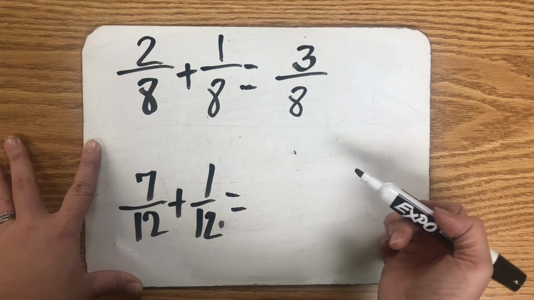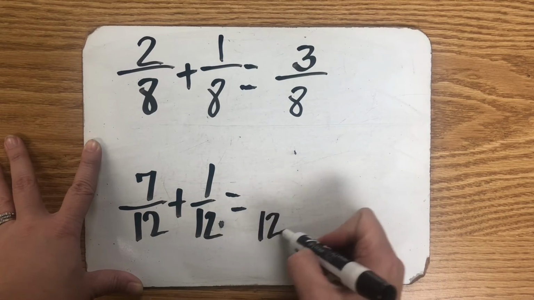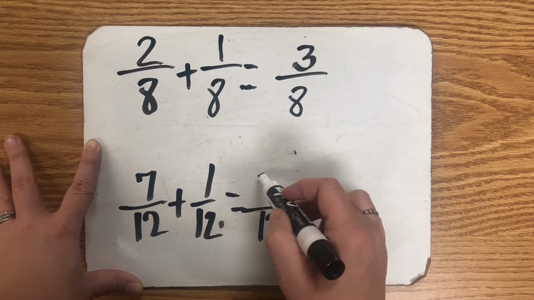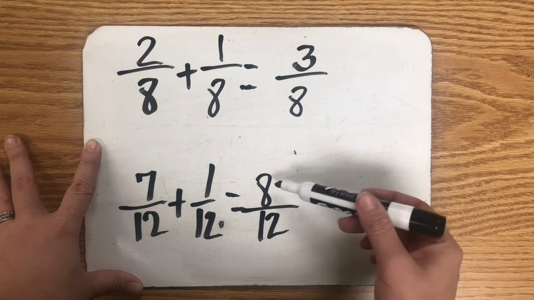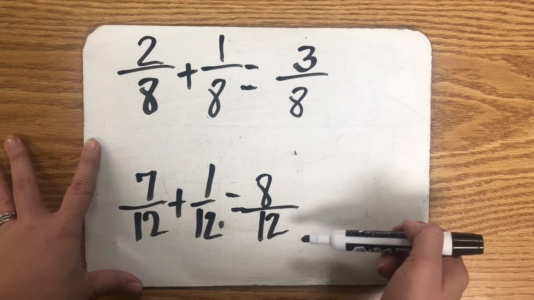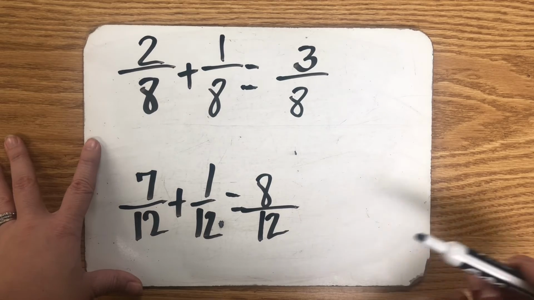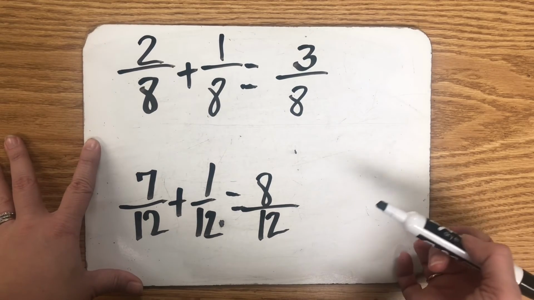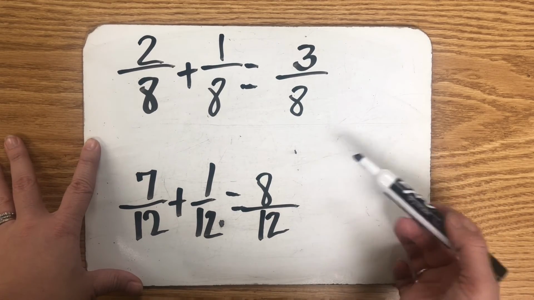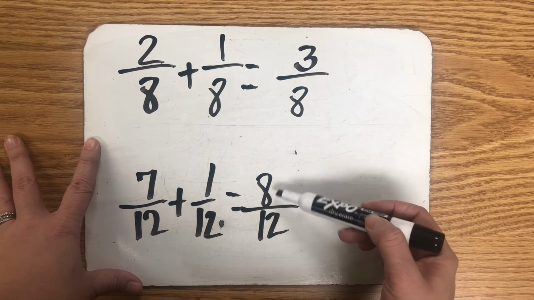Seven twelfths plus 1/12. Denominator stays the same. Add the numerator. 7 plus 1 is 8. 8/12 is correct, but that will also reduce down. It'll go even lower. So you can write out your factors, or you can divide. I know both of these are even.